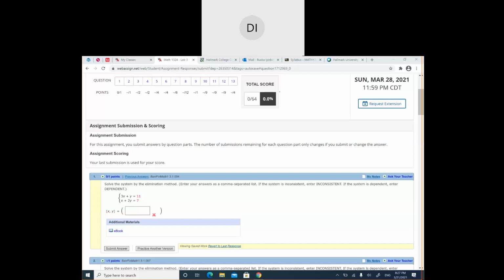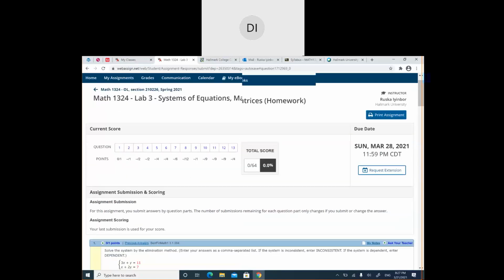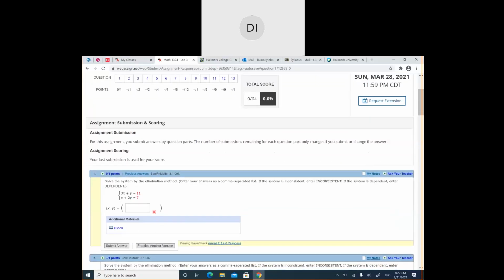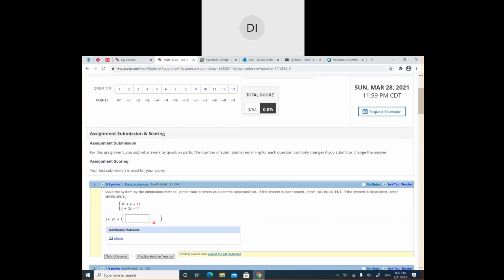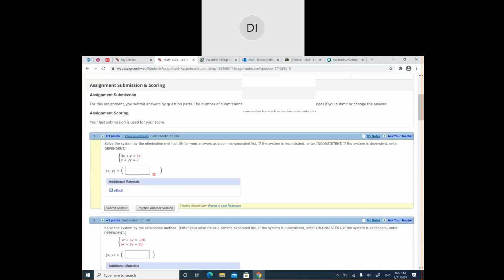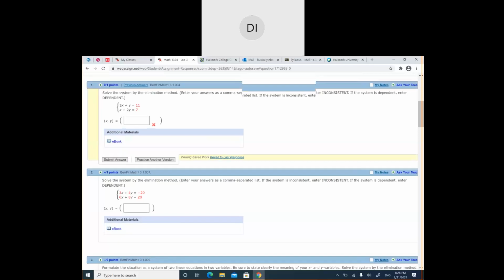Welcome to week 3, and this week we're going to go over lab 3. We're going to go over some of the questions. We're going to talk about system of linear equations and matrices. So first I'm going to start with the first two, number 1 and number 2, and we're going to solve those systems by elimination methods.